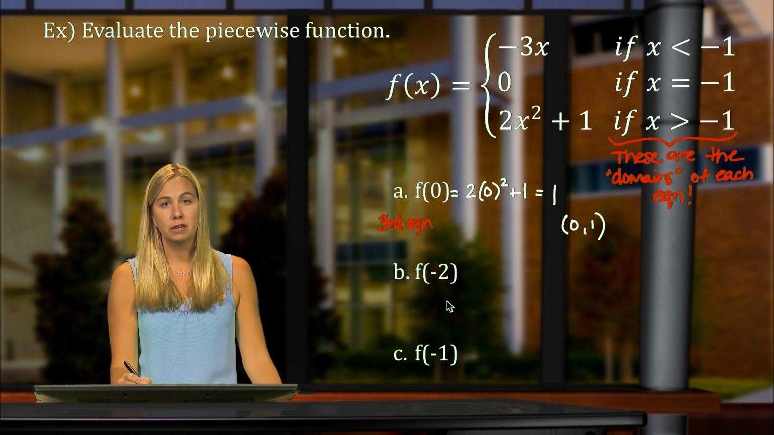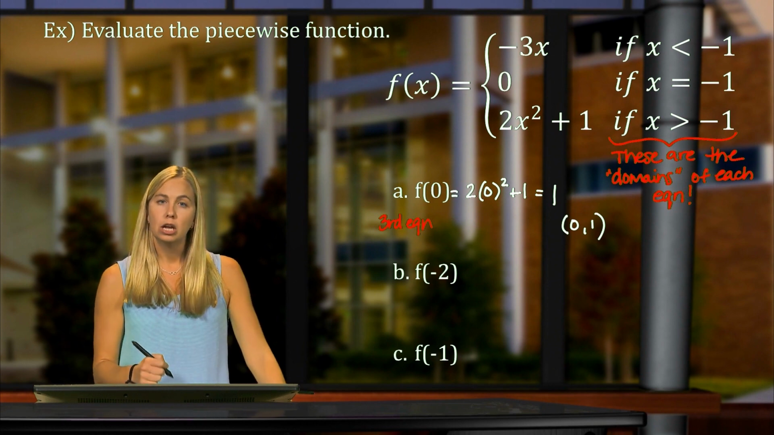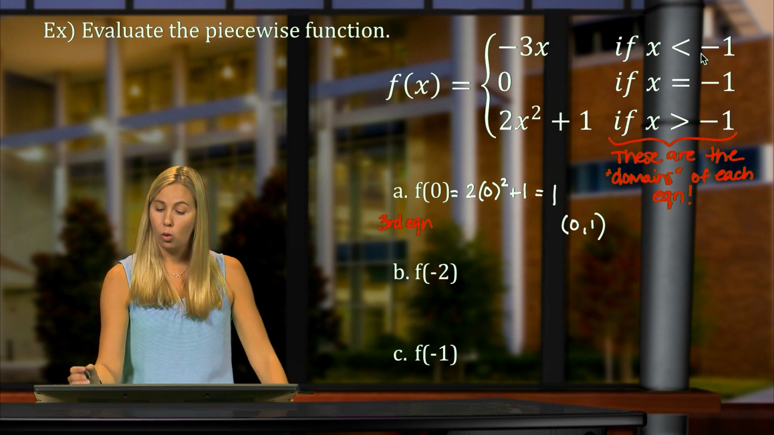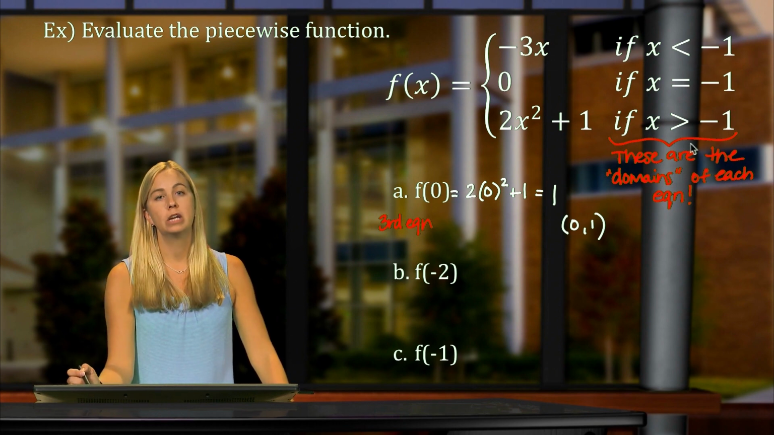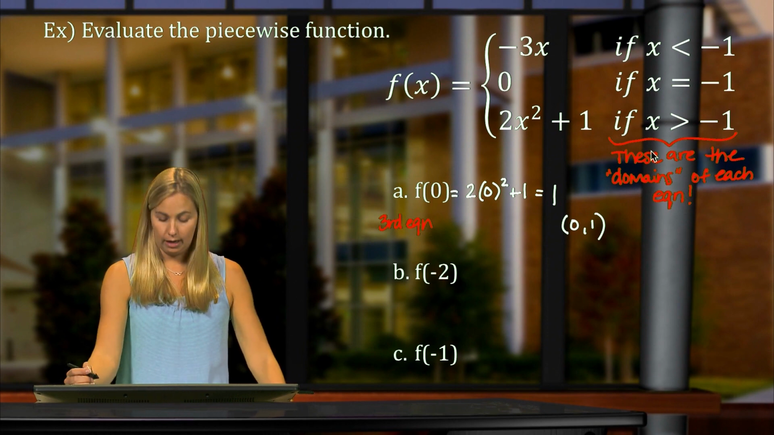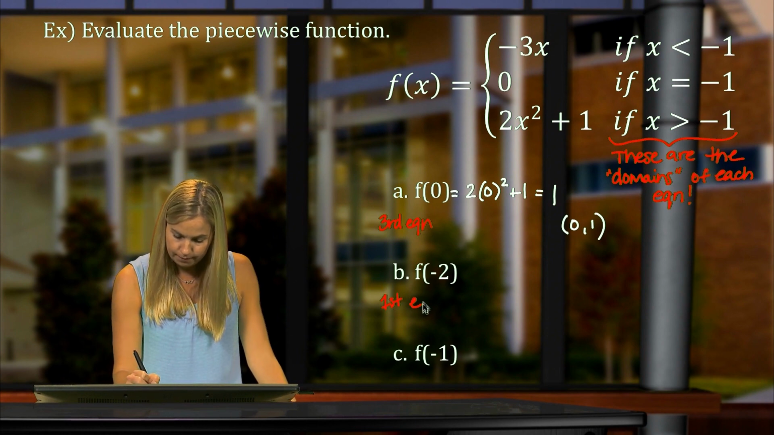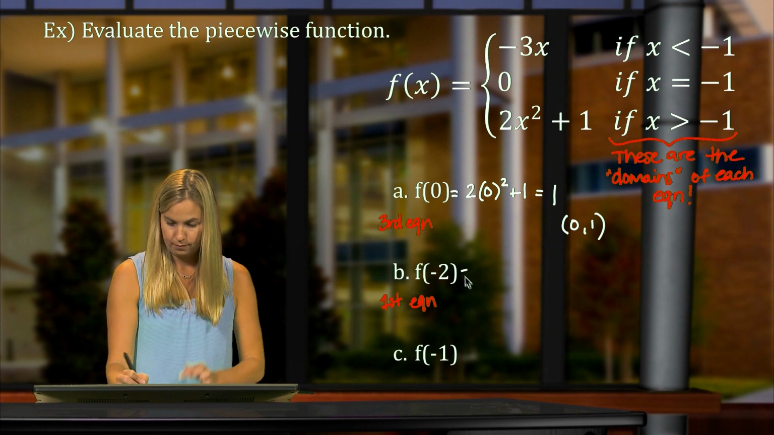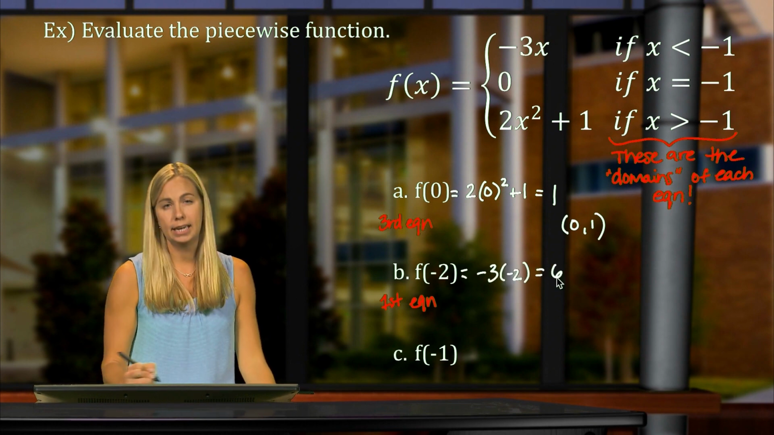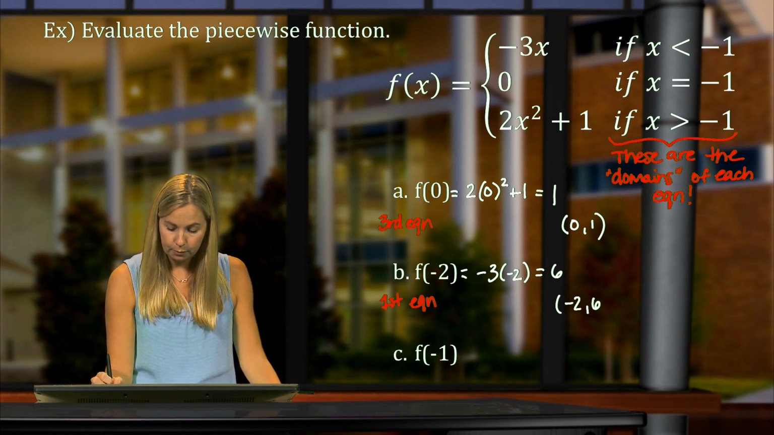Next, we'll find f of negative 2. Again, we need to identify which equation we're going to use in order to evaluate that. Are we going to use this first equation? Or are we going to use the second equation? Or are we going to use the third equation? Since negative 2 is less than negative 1, we are using the first equation. Negative 3 times negative 2 is 6. So another point on our function is going to be (negative 2, 6).